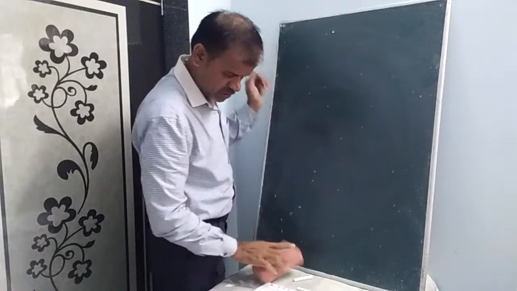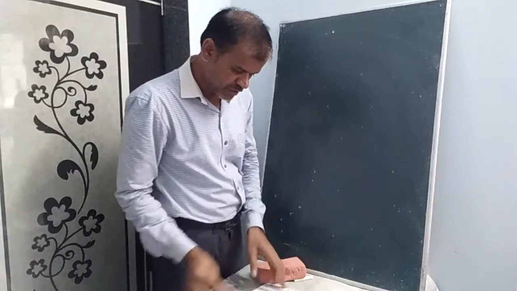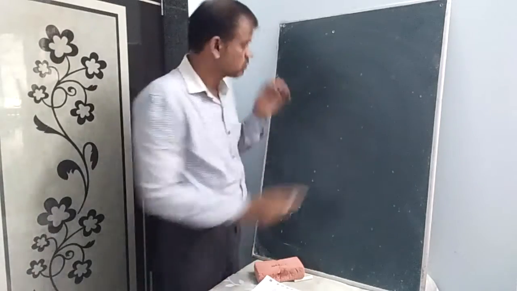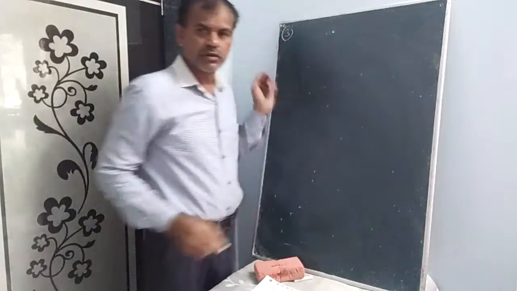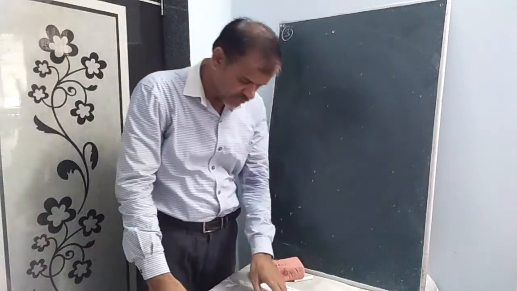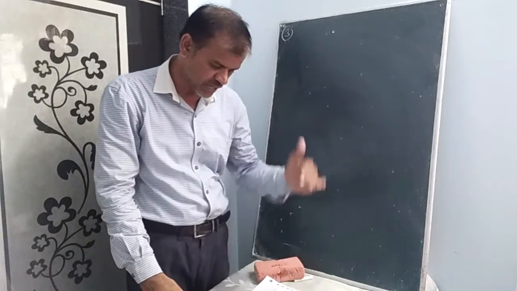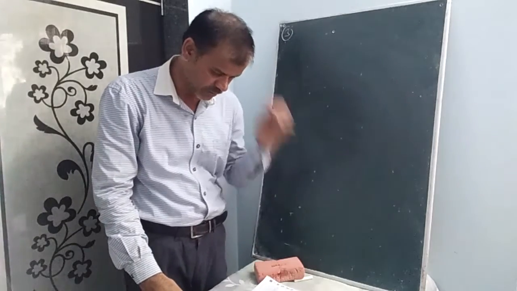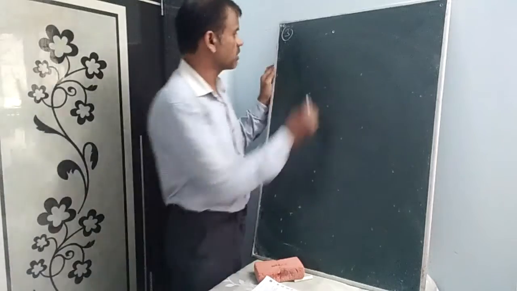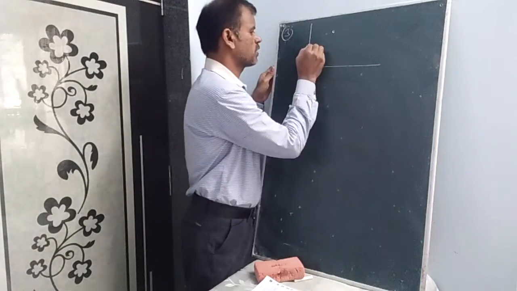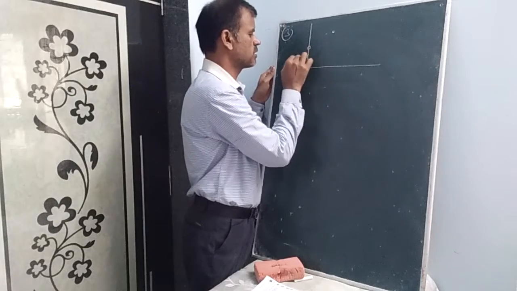Now read the third question. A tower of height 50 meters stands on level ground. A flagstaff is standing on the tower. First of all, a tower of height 50 meters. This is 50 meters. Put T.